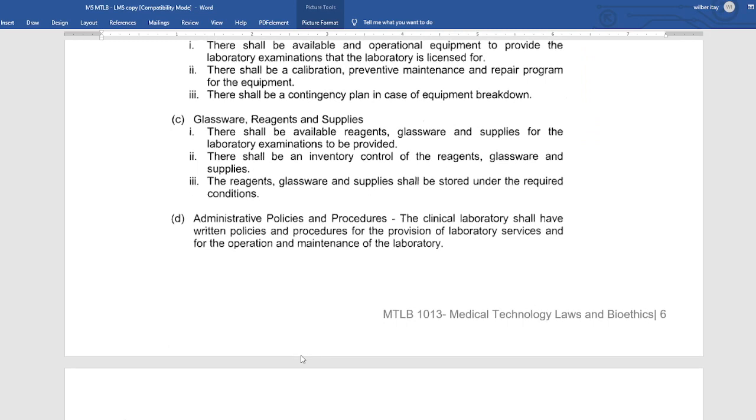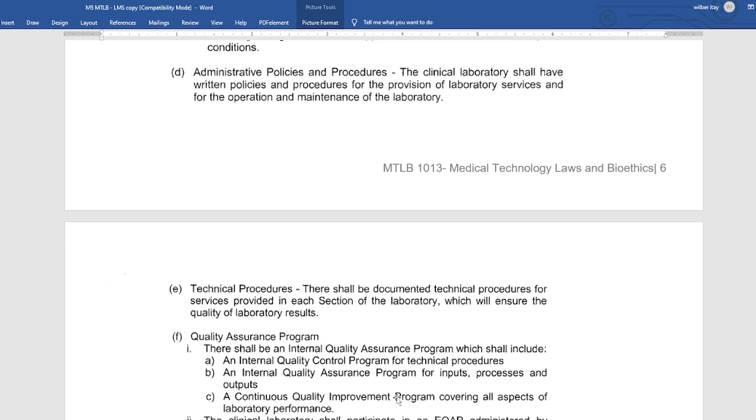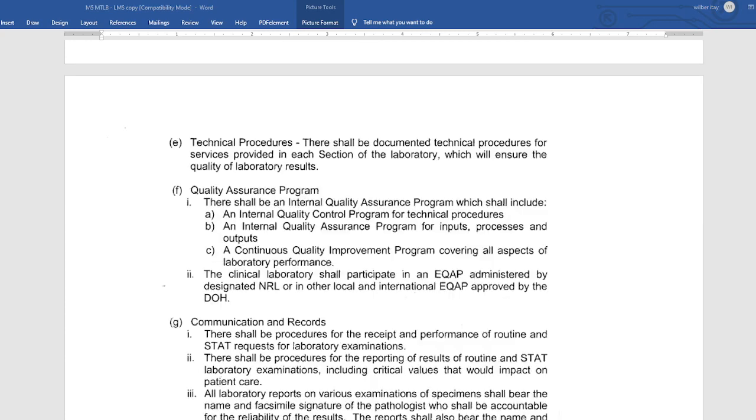Administrative policies and procedures. So, there should be policies and procedures for the provision of lab services, and for the operation and maintenance of the laboratory. Aside from that, there should be technical procedures.